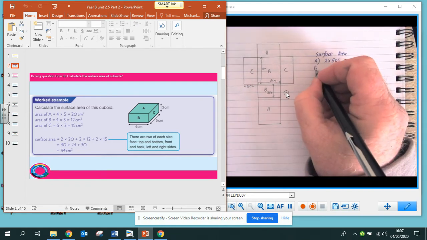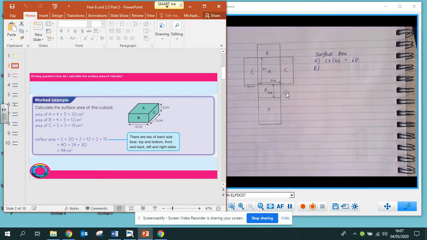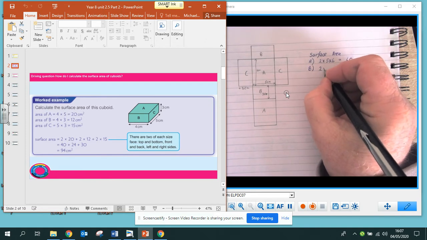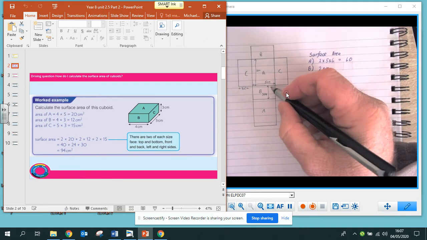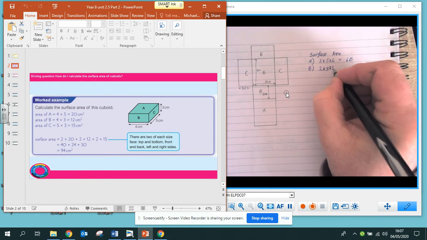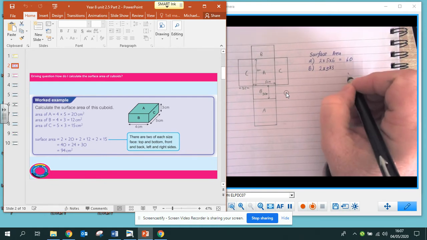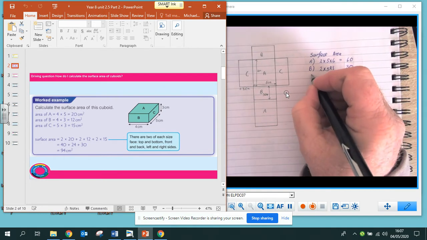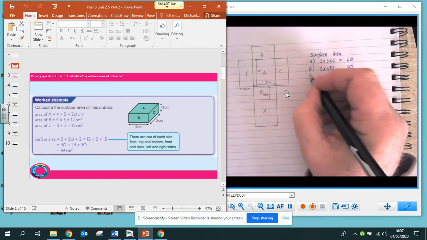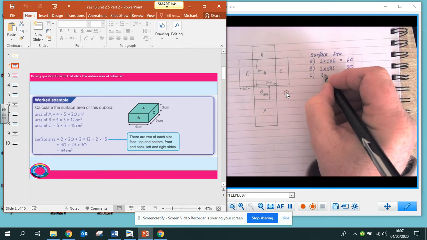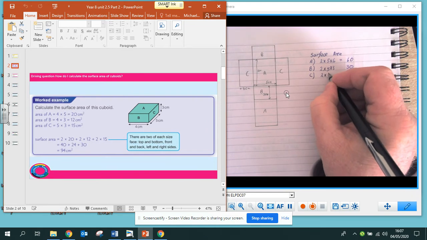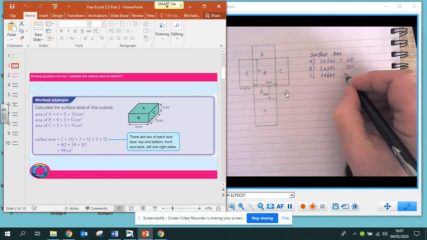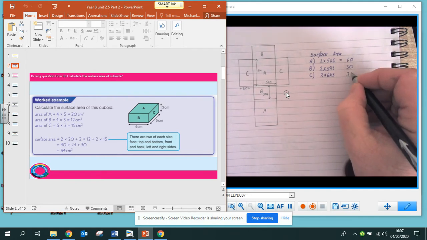B is 2, because there are two B's, times 5 times 3. 2 times 5 is 10, times 3 is 30. And finally C, we've got 2, because there are two of them, times 6 times 3. Well, 2 times 6 is 12. 12 times 3 is 36.